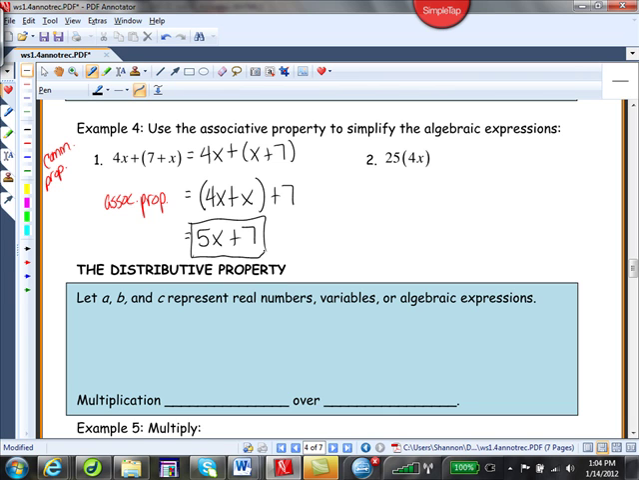All right, so let's check out this guy. This one we can use the associative property directly. If we put the parentheses around the 25 times the 4, look how much easier that's going to make this problem. So now we can multiply 4 25s makes 100. So we get 100 x's. So this was the associative property.